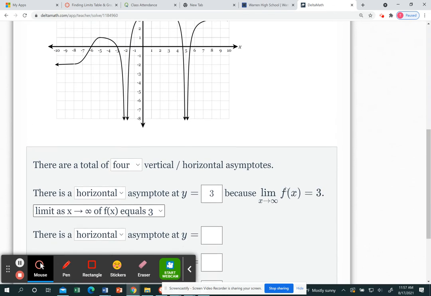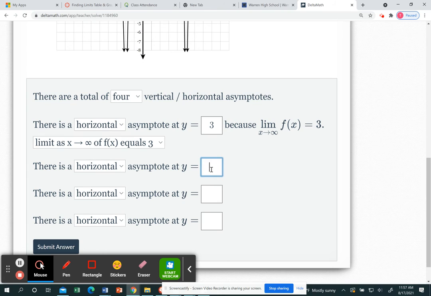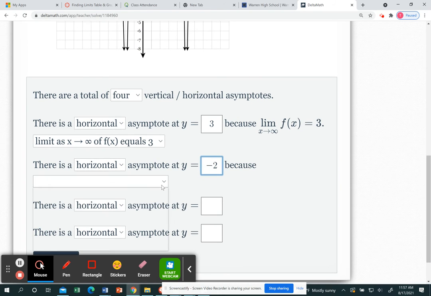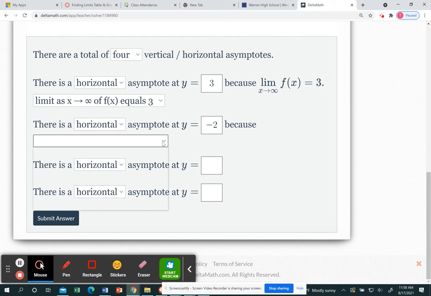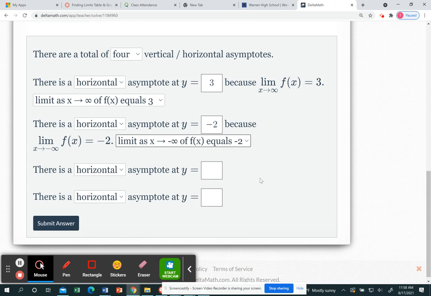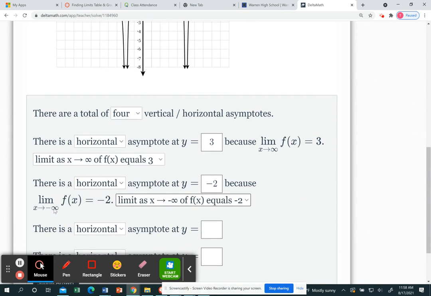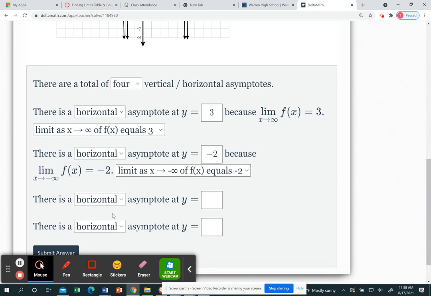All right. There is the other horizontal asymptote at -2. Which one? Negative infinity, because you're going towards the negative side, right? Negative infinity. All right, there's the notation right here. Negative infinity means left.